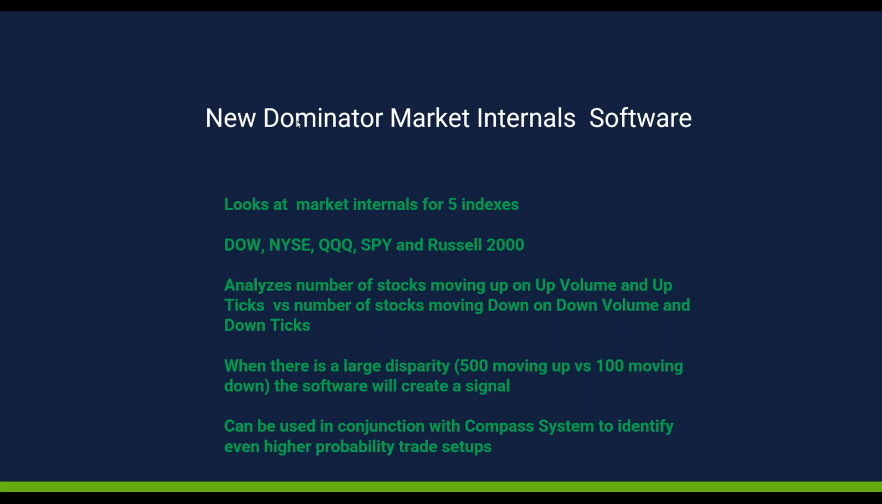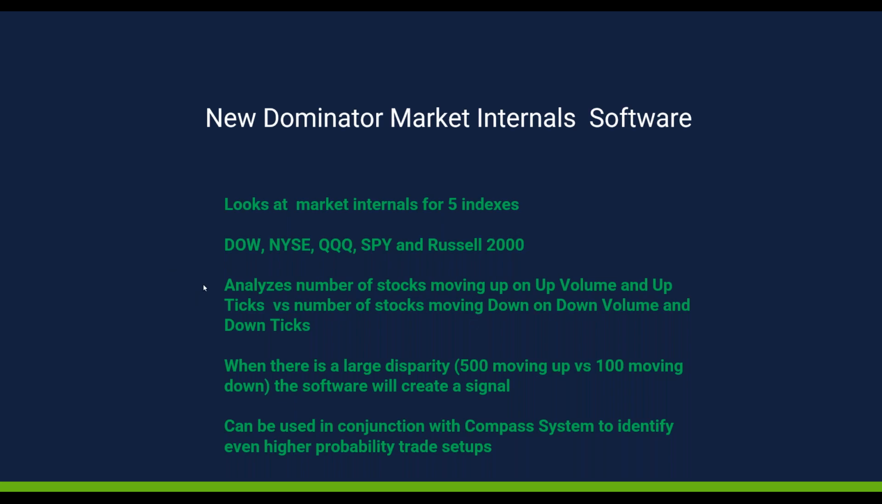Okay, and now the Dominator system, for market internals. What the Dominator system does is it looks at 5 indexes. It looks at the Dow, it looks at the New York Stock Exchange, triple Qs, the NASDAQ, the SPY, the S&P 500, and the Russell 2000. And again, it analyzes the number of stocks moving up on up volume and up ticks versus the number of stocks moving down on down volume and down ticks.